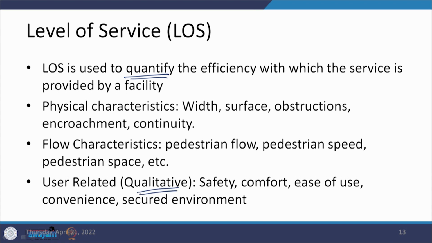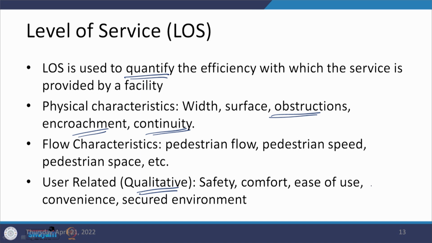Now, when we are talking about the quantities, those quantities can be in terms of the width of the facility, or the number of obstructions which are going to be there on the path which is being marked for the movement of pedestrians. That can be in terms of an encroachment from the side, or the continuity or discontinuity of a facility which is being provided, and we talked about it, that if there is a problem with it, then people are not going to utilize it.